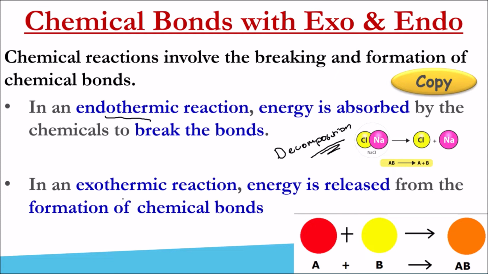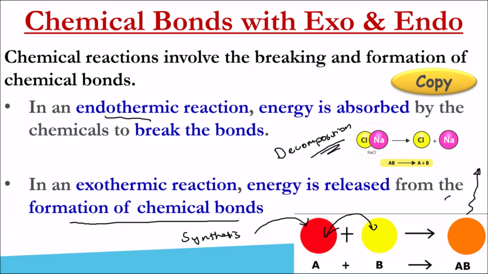A reaction is considered exothermic if energy is released through the formation of new chemical bonds. The example we have here is a synthesis reaction. You can see when A bonds with B, they form one thing. Any excess energy in the bond is released as energy. That explains why when two things combine together, the surroundings get a lot warmer, because energy is being released into the environment.